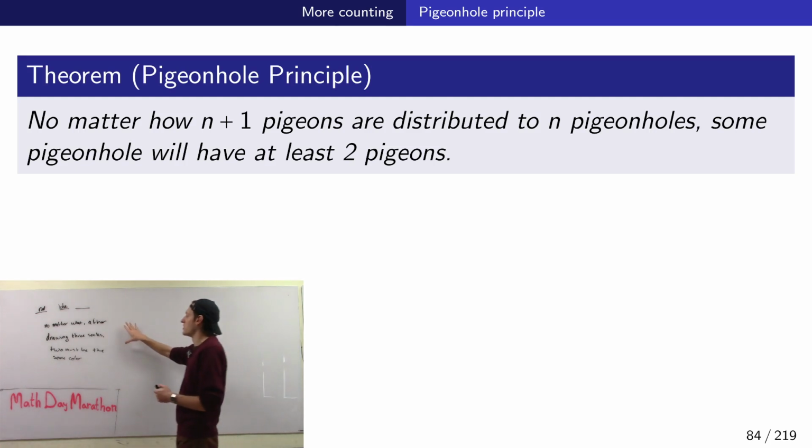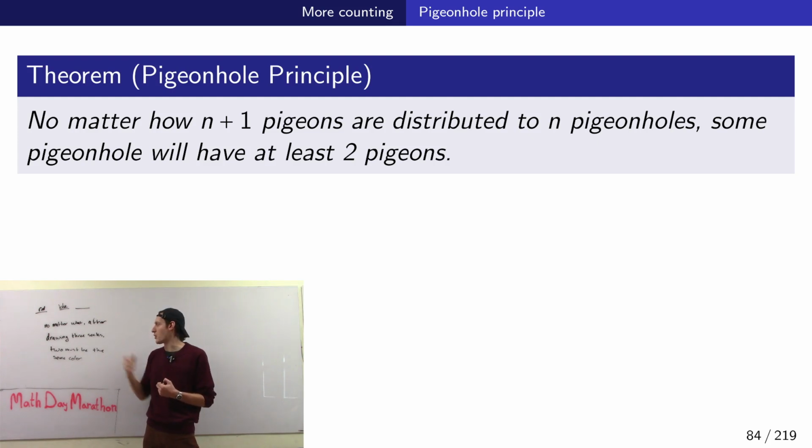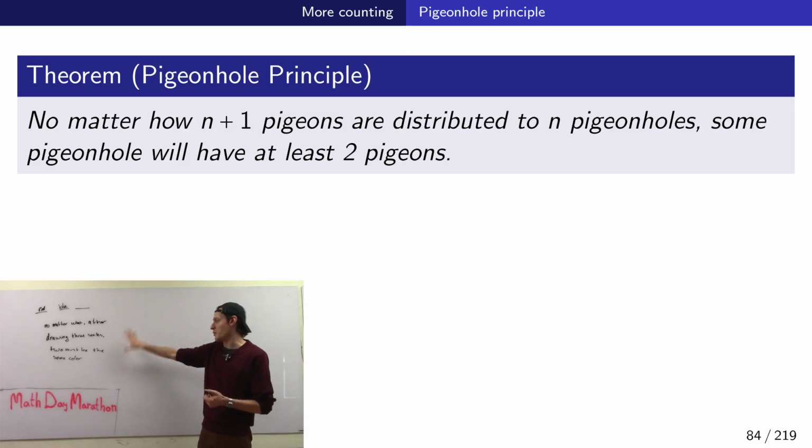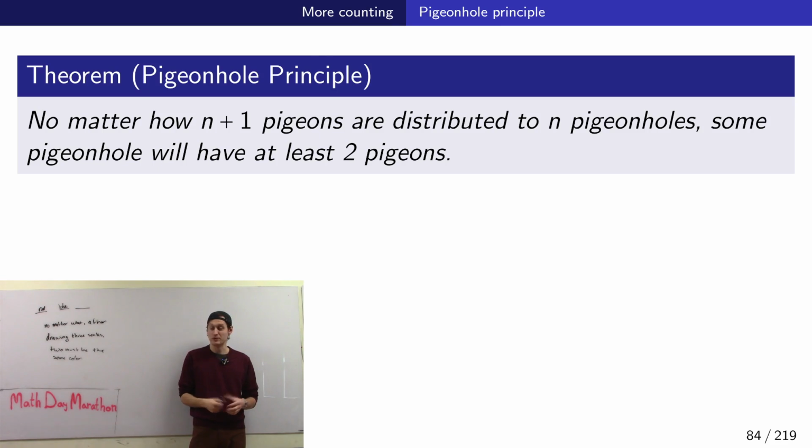Here, our socks were our pigeons, and our colors were the holes. So after you draw 3 socks, you have 2 of the same color. We're generalizing this idea, and we're going to abstract it in a couple different places. Most of these problems won't deal directly with pigeons and holes, but some of them might.